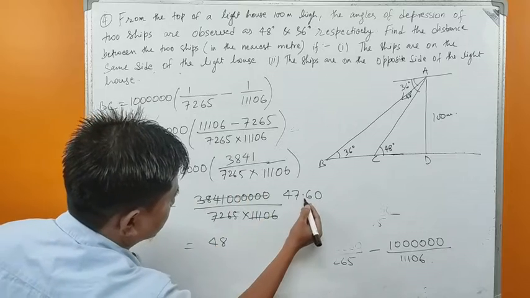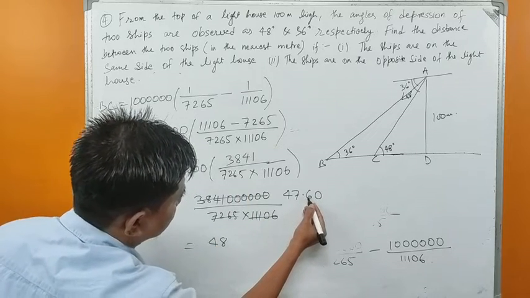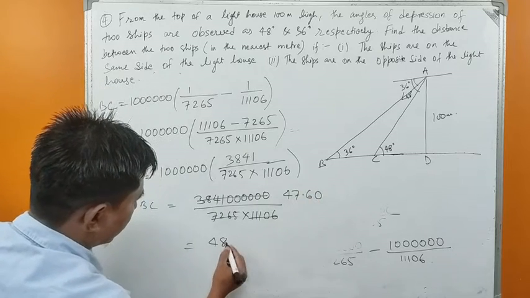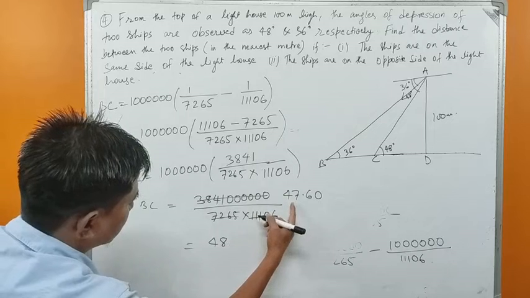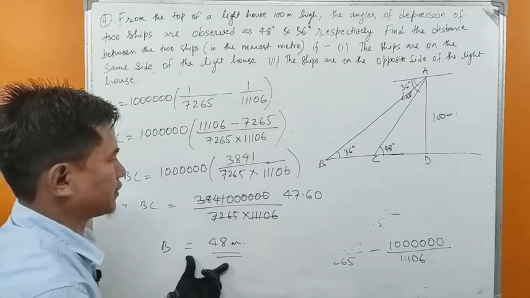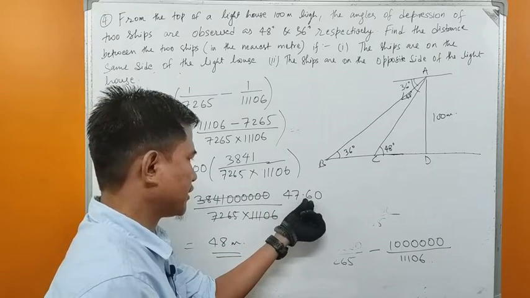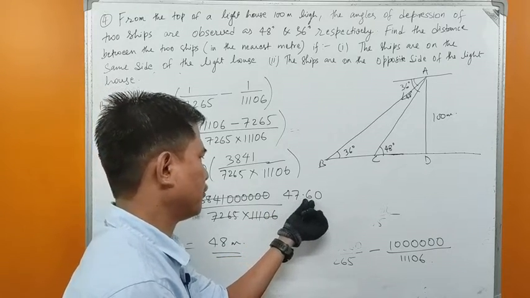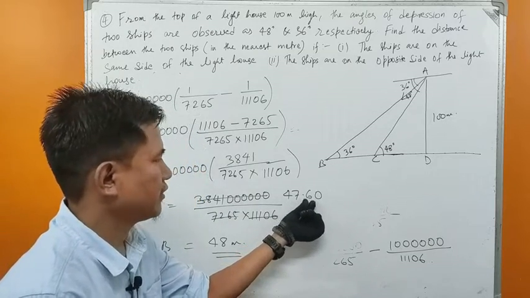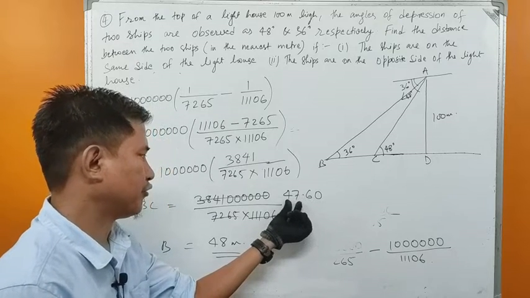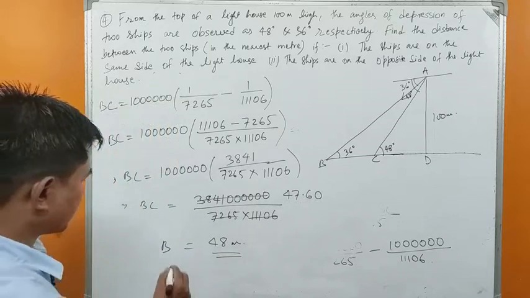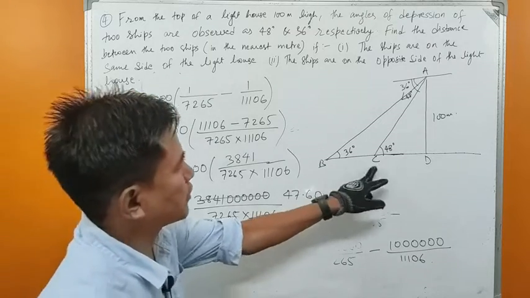48. Okay, we round up because the number after the decimal point is greater than 5, so we round up this and we add here 1. Okay, 47 plus 1 becomes 48. 48 meters. BC equals 48 meters. If the number after the decimal point is below 5, suppose 4, then we write only 47. Since this is 6, which is greater than 5, we write 48. If 5 or greater than 5, we write 48. Okay, BC is 48. BC means distance between the two boats.